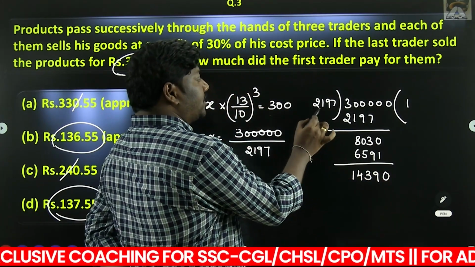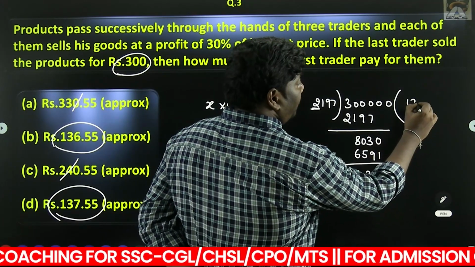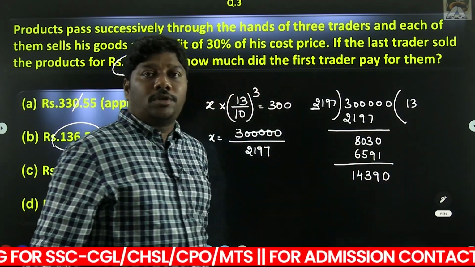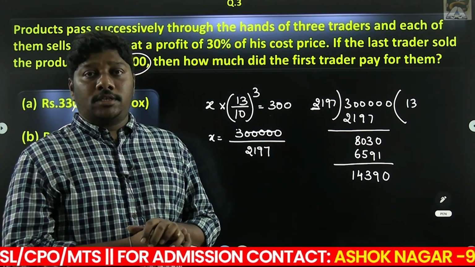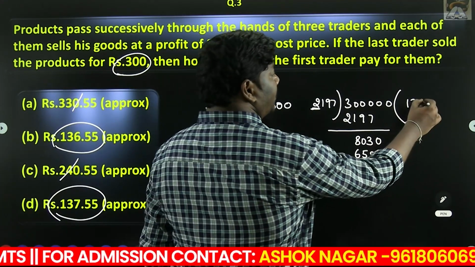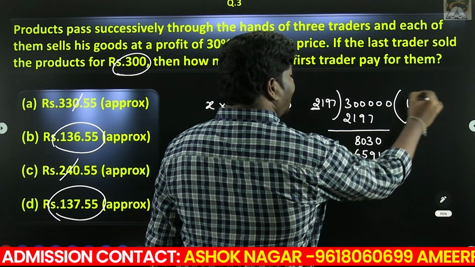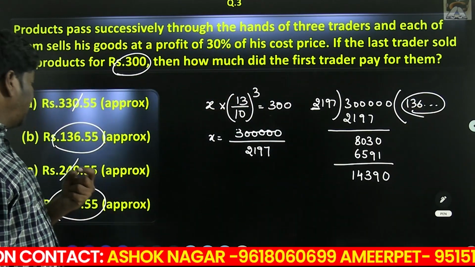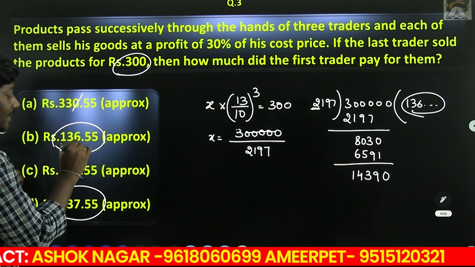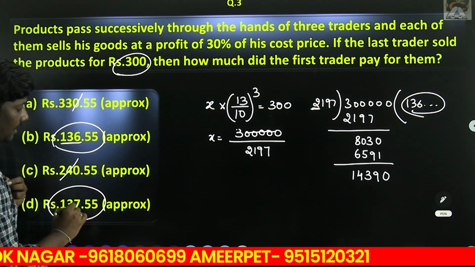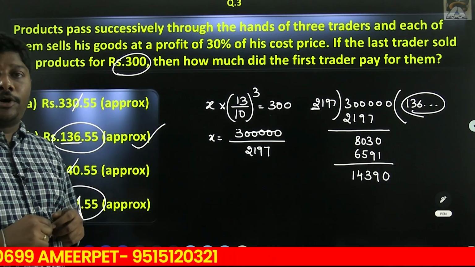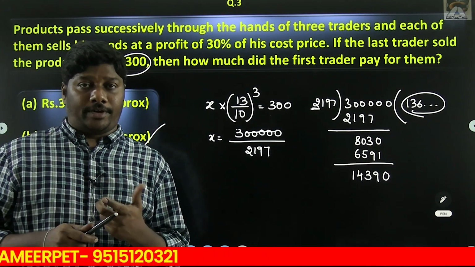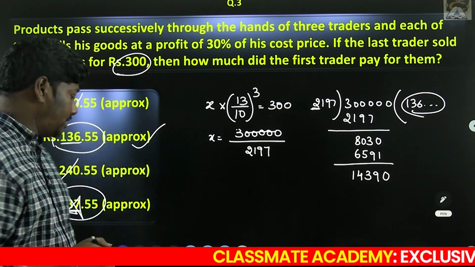You can't do it, see you have already done into 3, you can't do it into 7 because 2000 into 7 only 7000 is becoming. Okay, so you go for into 6. So what you are getting is 136 point something, because see here the two options are very close, 136.55, 137. So it is not 137, it is 136. Approximately it is 136.55. So here calculation is a bit important.